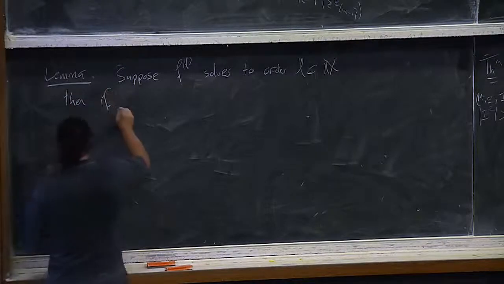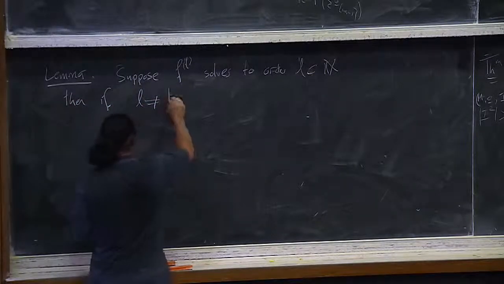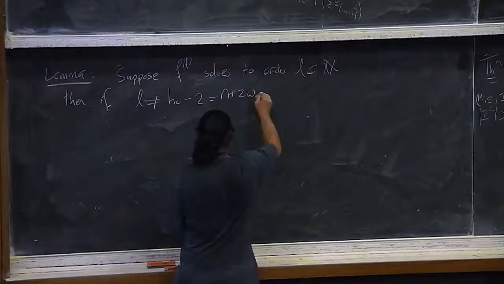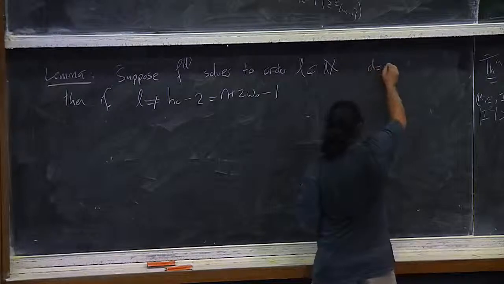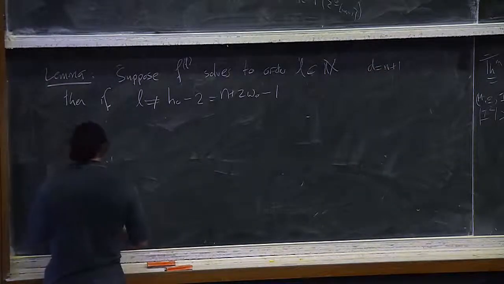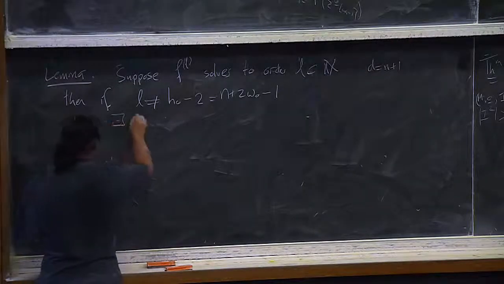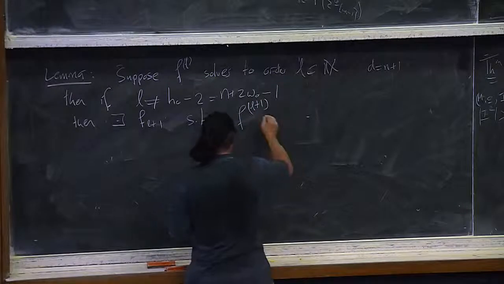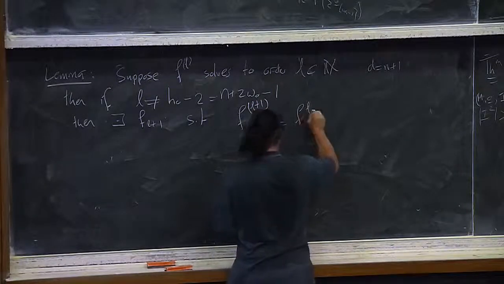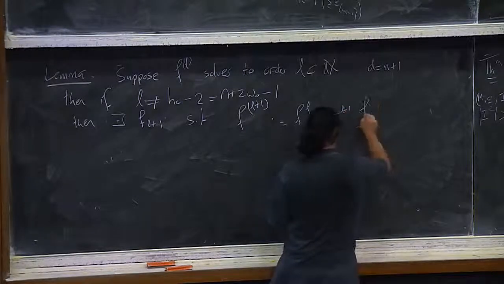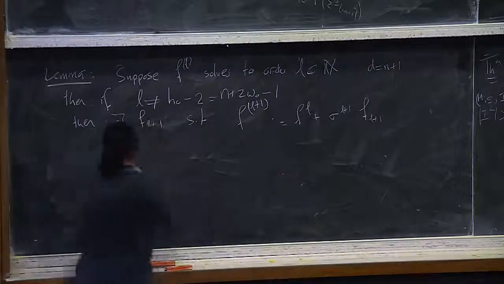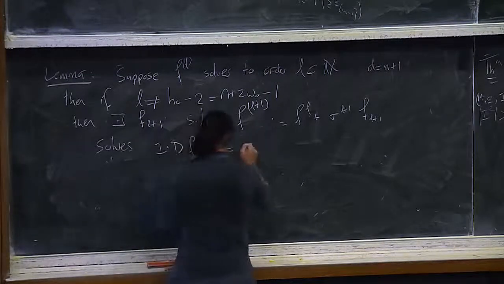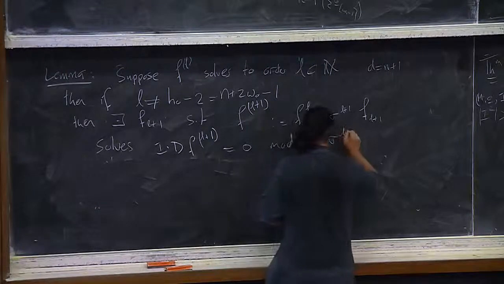Then the claim is if L is not equal to H naught minus 2, which is going to be N plus 2 W naught minus 1. So remember, D is N plus 1 for these purposes. Then there exists an F_{L+1} such that basically we get to the next order. So F_{L+1} is defined to be equal to the old F_L plus sigma to the L plus 1 if L plus 1 solves I dot D if L plus 1 equals 0 mod order sigma to the L plus 1.